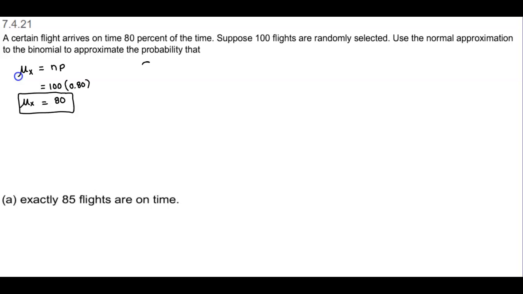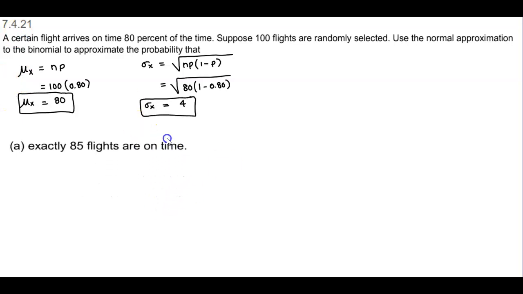Then we want to find the standard deviation. The formula for the standard deviation is the square root of np times 1 minus p. We know that n times p equals 80, and that's going to be times 1 minus 0.80. If we take the square root of that number, we end up getting 4. So there is our standard deviation.